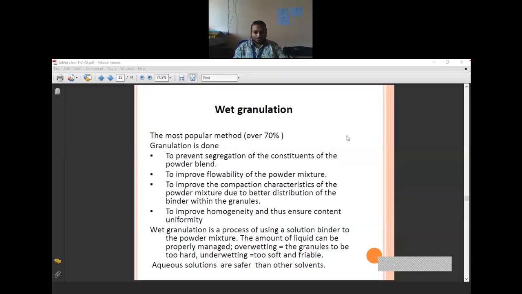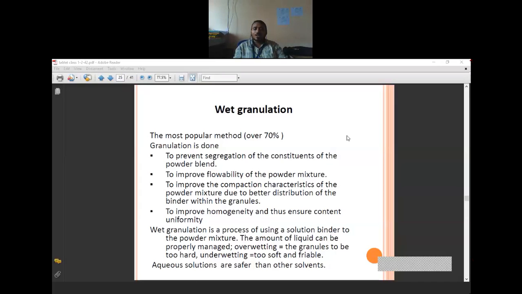In case of overwetting, the granules become too hard. It will form lumps when the solvent is more. If it is underwetting, meaning the quantity of liquid is not sufficient, then the granules will be soft and friable. Friable means they easily break down.